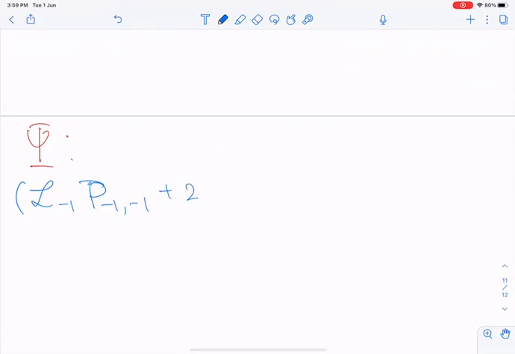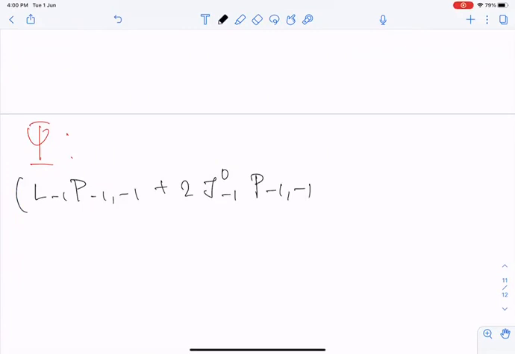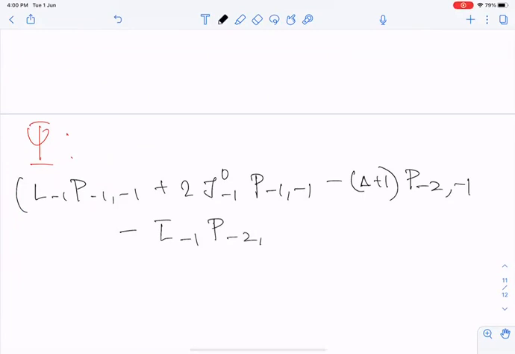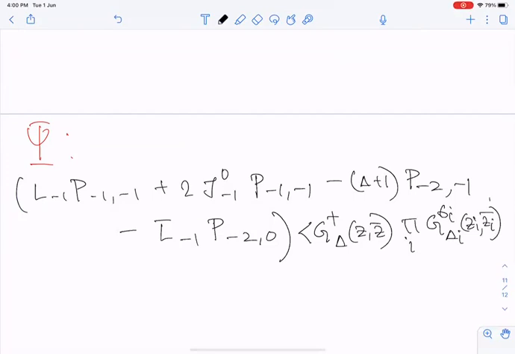Oh, okay. Let me just use a different color. So we get these. I just transfer them. I just write them using differential operators. So these are differential operators. MHV equal to zero.